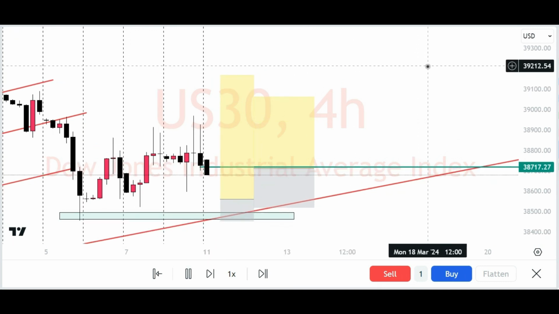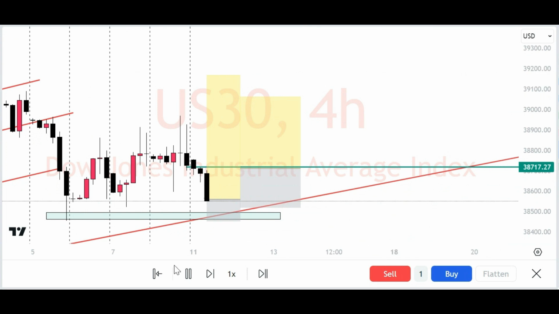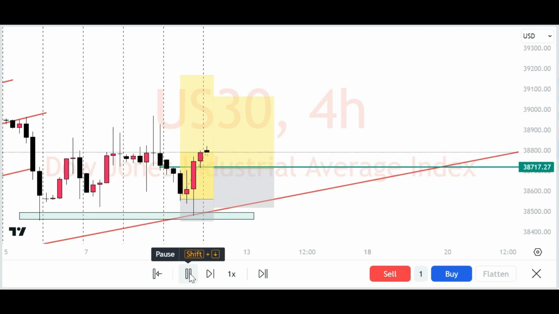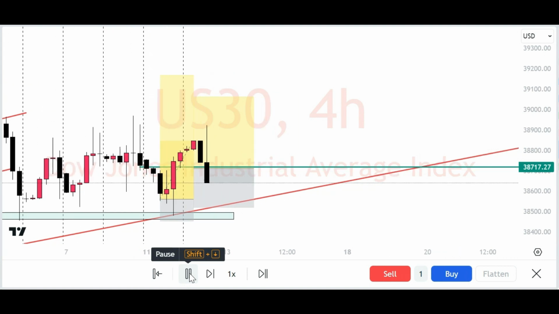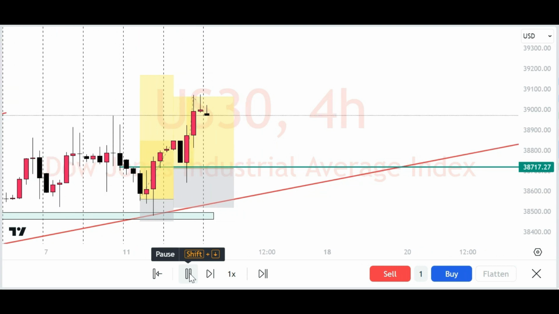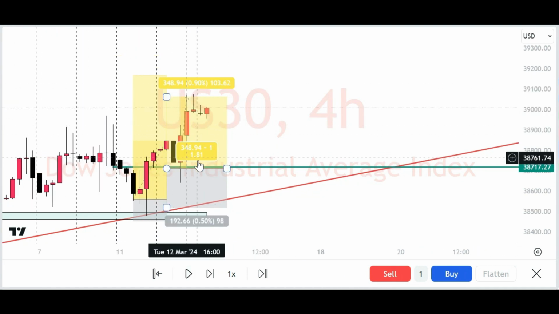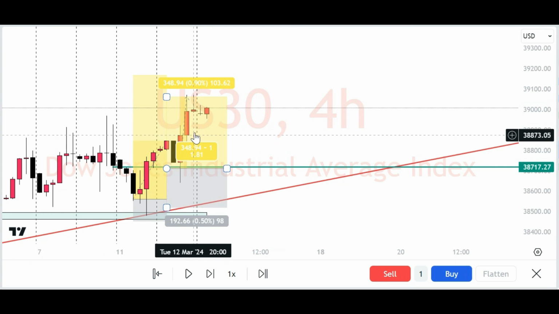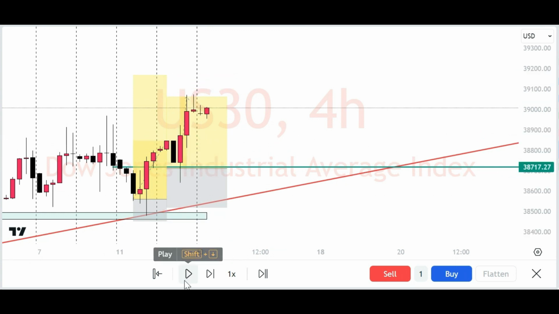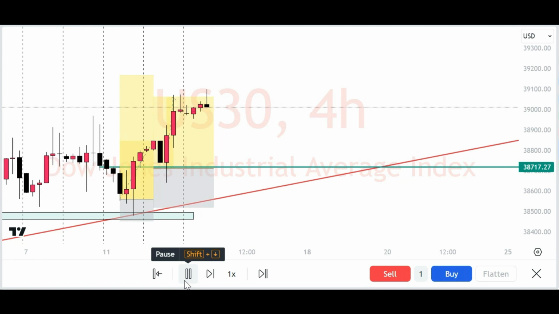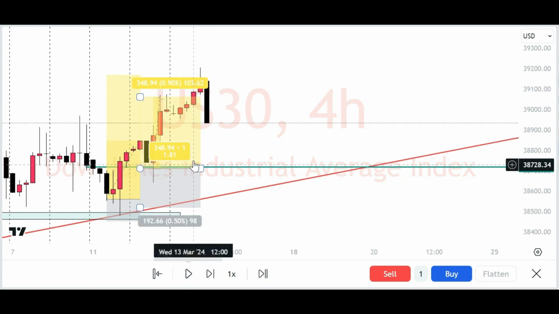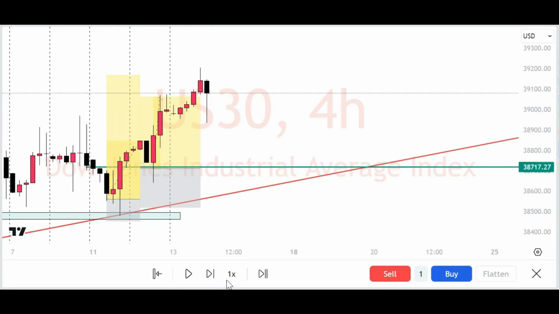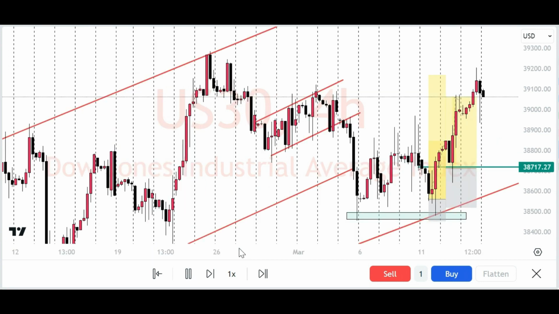So playing price on US 30, market came down, entered market right there, and then it shot up immediately from there. Didn't really hit my take profit, but then the second entry that I've highlighted, market went in there, also entered the trade, and then my stop loss wasn't hit, so still in profit. We went up, hit my take profit area on the 13th of March at 4 p.m., which is great. And then let's play price.